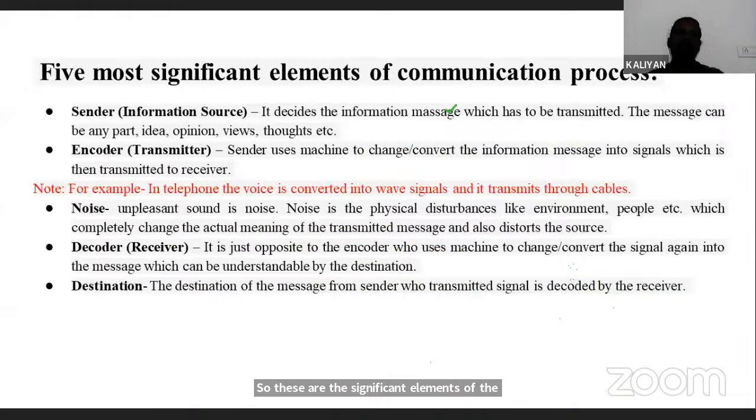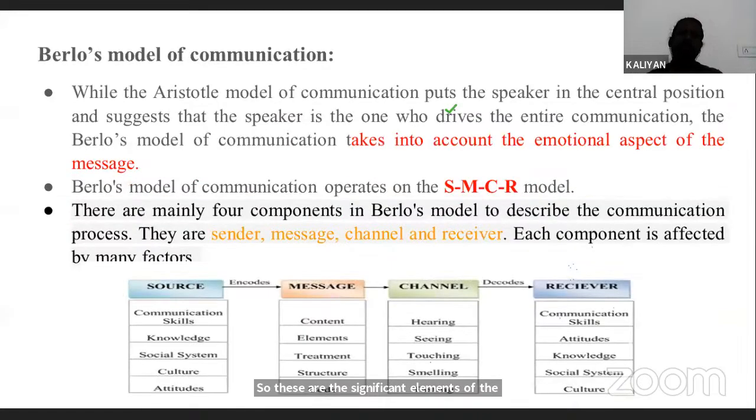Next is the Berlo model of communication. This is also a linear model. In this model, the emotional aspect of the message is taken into account. The Berlo model is based on the SMCR model: sender, message, channel, and receiver. SMCR means sender, message, channel, and receiver, and each component may be affected by many factors.